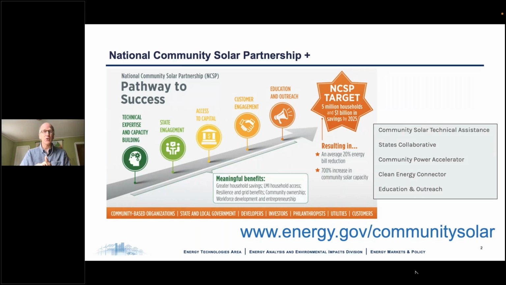The Clean Energy Connector is a new software tool that makes it easy for weatherization or LIHEAP management programs to sign up their clients for community solar offerings. So there's a lot of moving parts, and I recommend you sign up for it if you're not already participating.